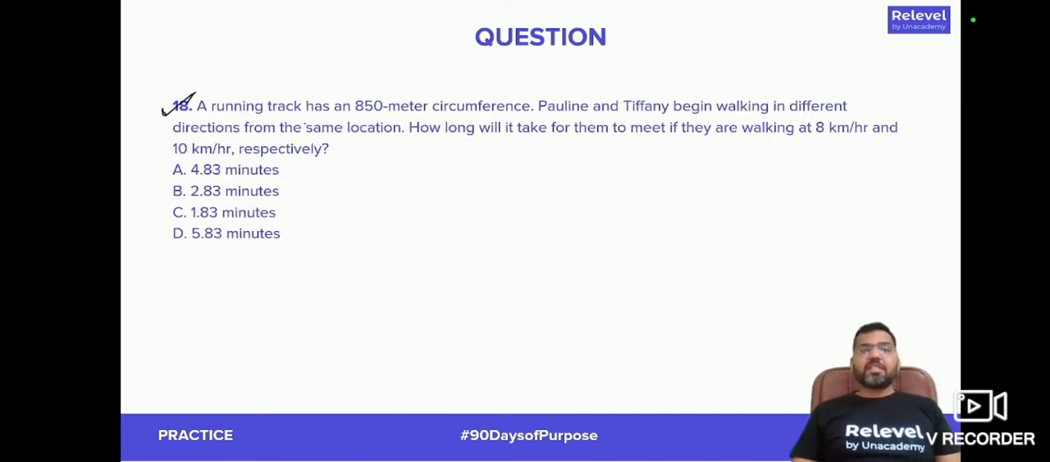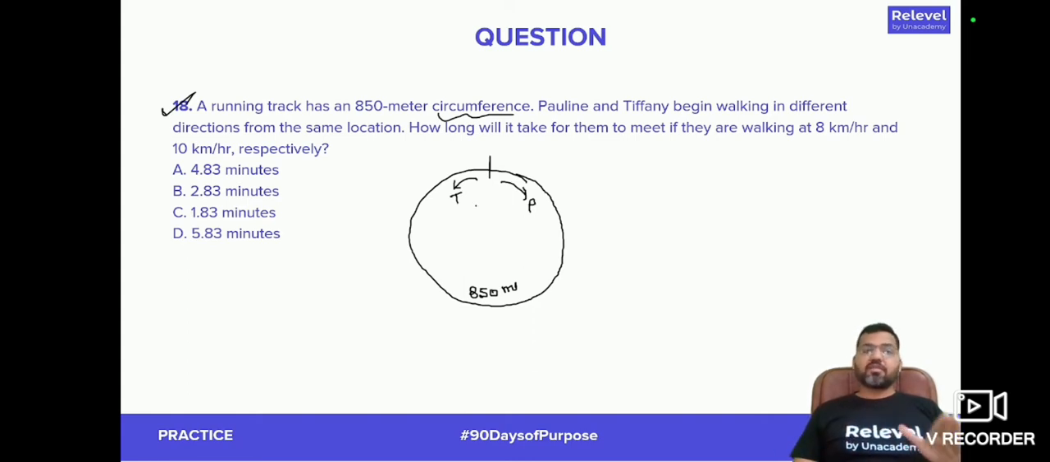Question number 18. A running track has an 850-meter circumference. Because it is talking about circumference, the running track must be a circular track, right? The whole length of the track is given as 850 meters. Both of these two people, Pauline and Tiffany, are walking in different directions from the same location.